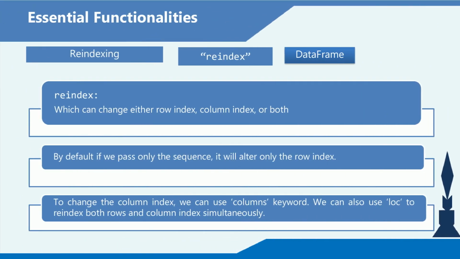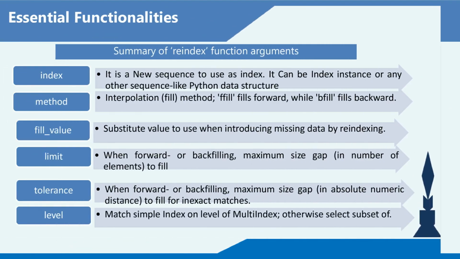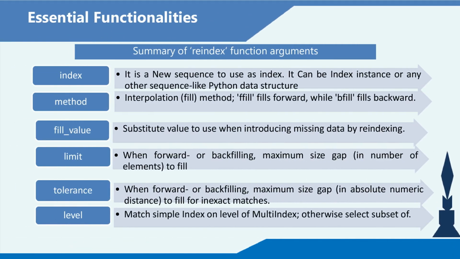With data frame, reindex can alter either the row index, columns, or both. When passed only a sequence, it reindexes the rows in the result. The columns can be reindexed with the columns keyword inside the reindex method. Here is the summary of reindex method arguments used in Pandas objects.